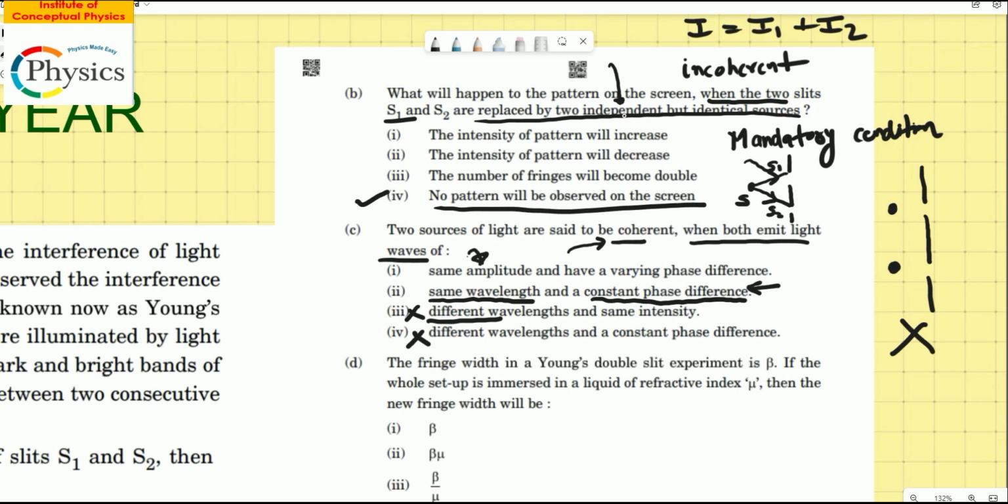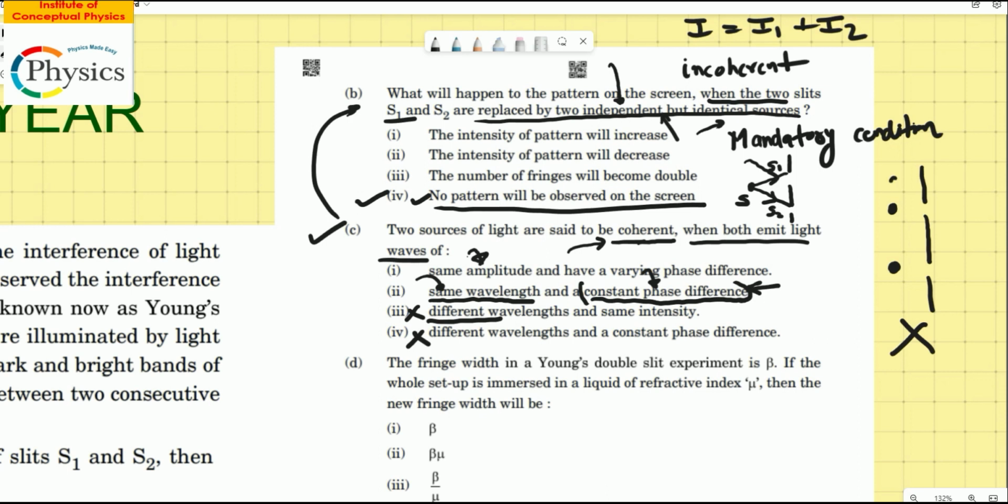If you look into part B, the independent sources do not have a constant phase difference. There is a good possibility that, since they have put identical, maybe the wavelengths are the same, but they will not be able to maintain a constant phase difference. And therefore, I selected this. In part C, I'm just using it to explain part B. Remember, there are two conditions for a source to be declared coherent. The frequency needs to be the same, and the phase difference also needs to be constant.